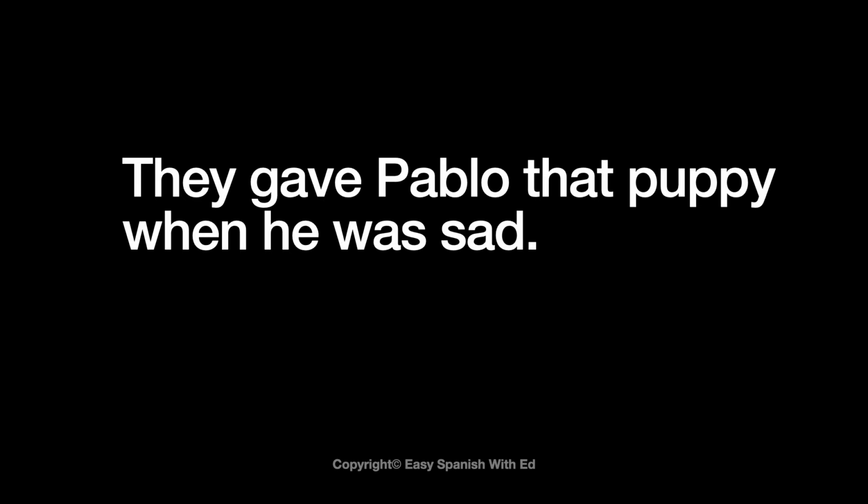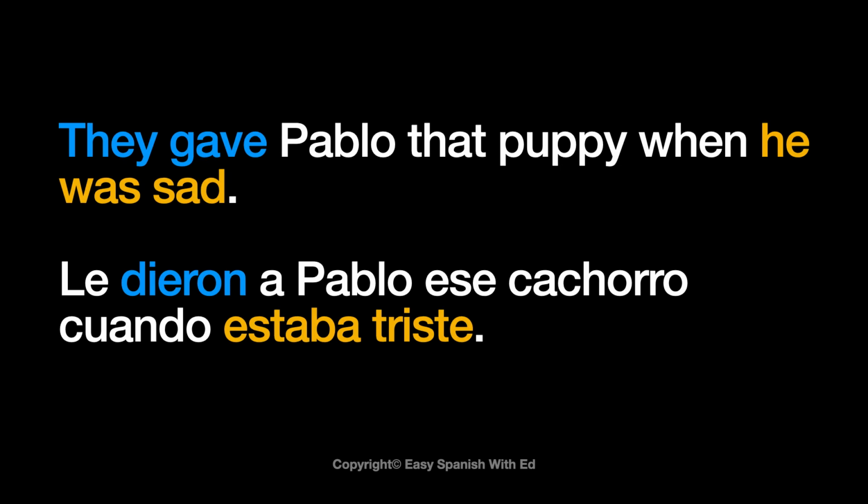And how would you say this one? Do we need to use the preterite or the imperfect? Le dieron a Pablo ese cachorro cuando estaba triste. And again, here we have to use both because there was a one-time event or a single completed action, so we use the preterite form of dar to say they gave him something, but we also use the imperfect form of estar because we use the imperfect to talk about mental or physical states in the past.